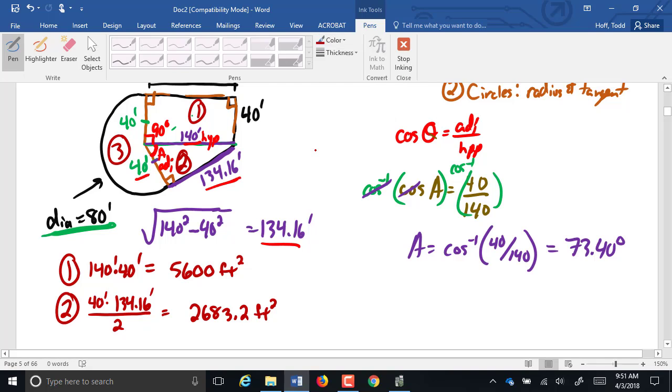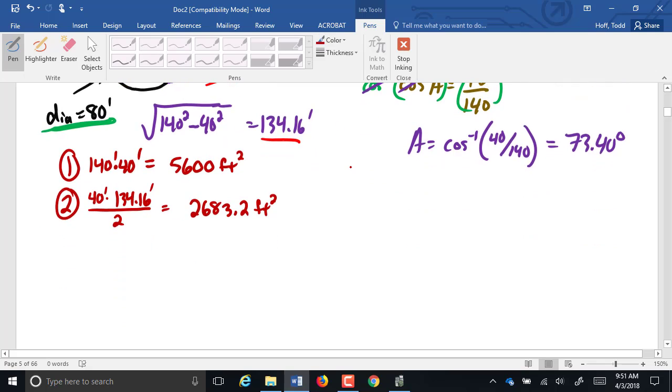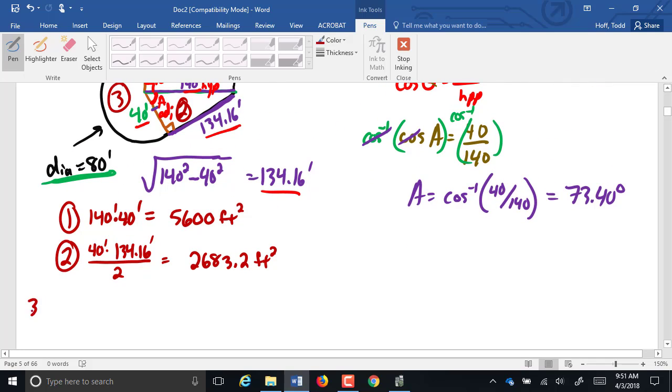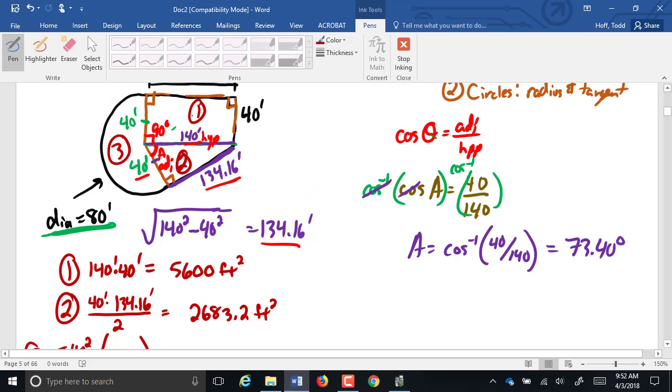Section 3 is going to require a little more work. We're going to start off by finding the area of the whole circle, which is pi times 40 squared, the radius squared. That's the area of the whole circle. But we don't want the whole circle. We just want a section of it. That section is defined by this angle. That angle is going to be 360 minus 90, which is 270.